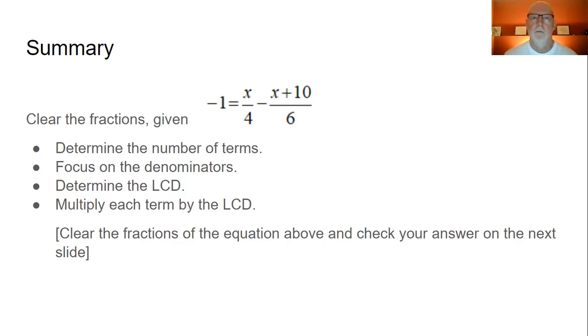Next, focus on the denominators. There are no letters, that's fine. So it won't be an expression, it'll be a number. So in this case, we're looking for the smallest number that 4 and 6 divide evenly into. Because when we multiply that number that we're finding, that least common denominator, by each term, the denominators will no longer be in existence because they will divide into the least common denominator. So we'll determine it and multiply each term by the least common denominator.